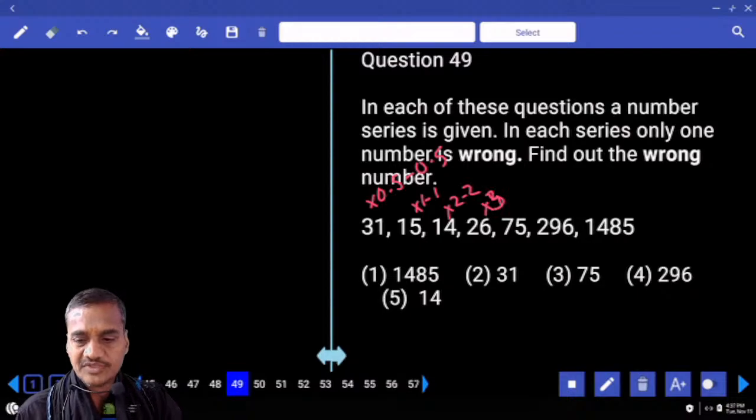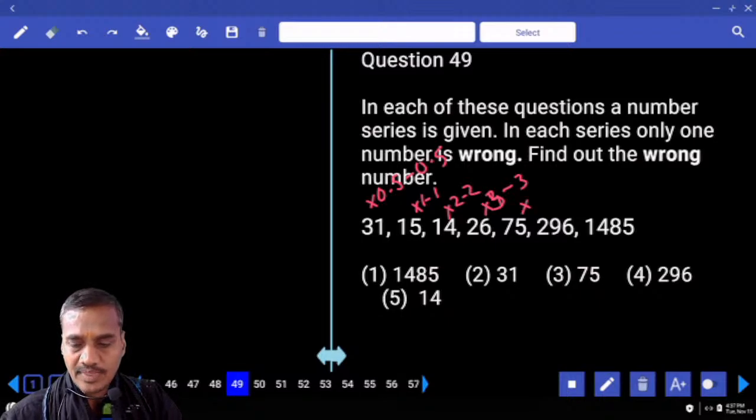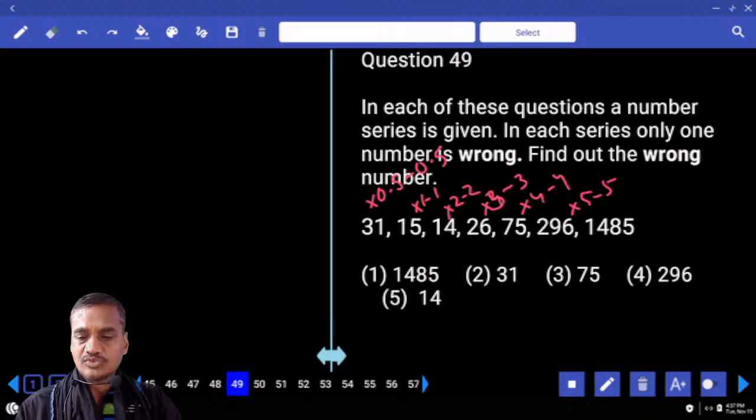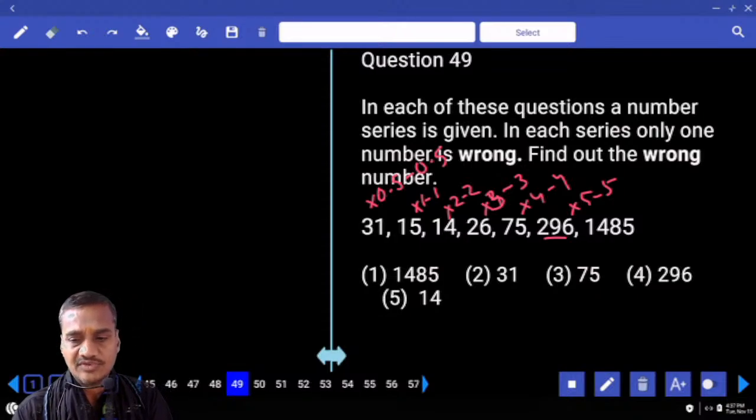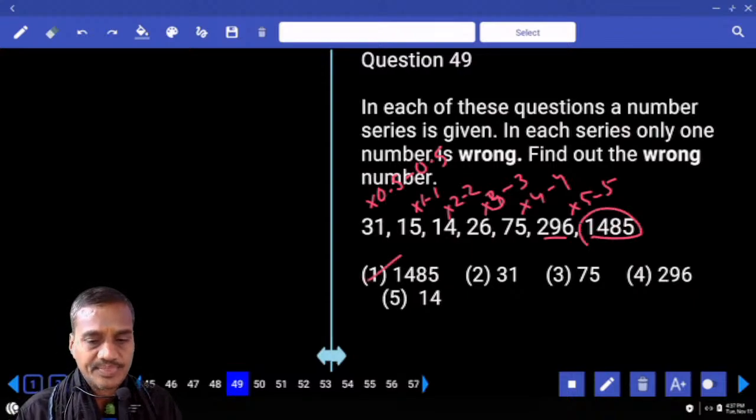26 into 3, what is the difference we have? 26 into 3 is 78 minus 3. Isn't it? And next one 75 into 4. 75 into 4 is how much? And 300 minus 4. Now here into 5 minus 5. Now into 5 minus 5, 296 into 5 is how much? 1480 minus 5, the number must be 1475. Isn't it? And here 1475 is the correct number and 1485 is the wrong number. Choice 1, question number 49. The logic is into 0.5 minus 0.5, into 1 minus 1, into 2 minus 2 and so on.